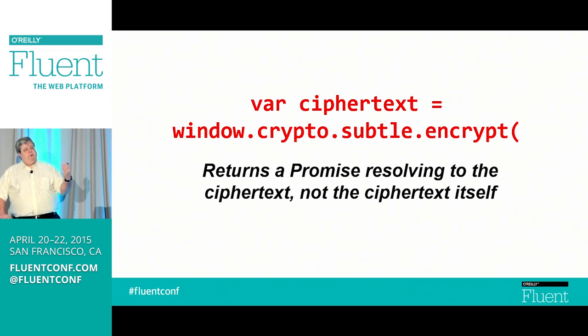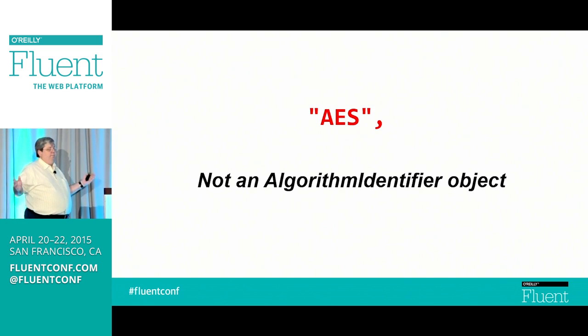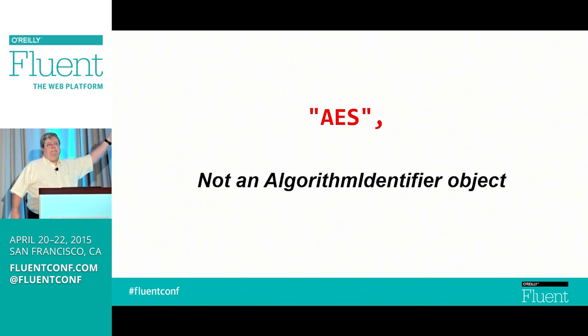The encrypt method returns a promise, which is a JavaScript object that we can give a callback to later. Doesn't sound like it's going to be too hard to adjust. The algorithm identifier, turns out you don't just give it the name of the algorithm, and even if you did, this is the wrong name.